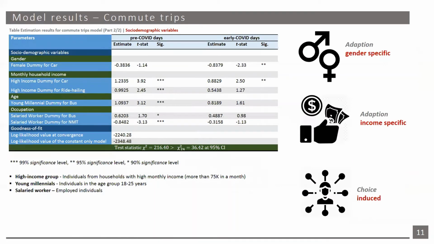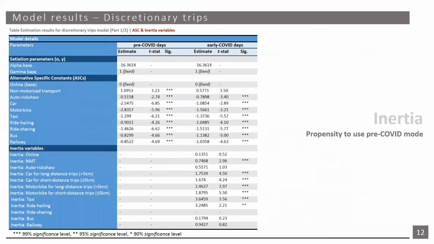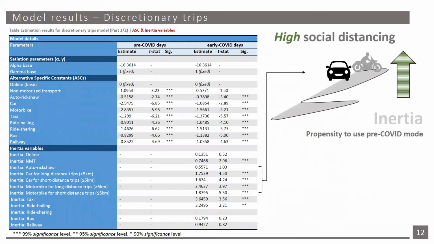Other than that, we observe that these choices are also influenced by socio-demographic variables like gender, monthly household income, age, and occupation. For example, high income people have greater affinity to car and ride hailing during the normal or pre-COVID period, but their affinity decreases as they shift more towards working from home. Similarly, the young millennial group has greater affinity for bus or public transport, but that decreases during the early COVID days.